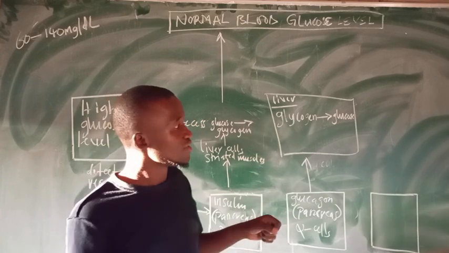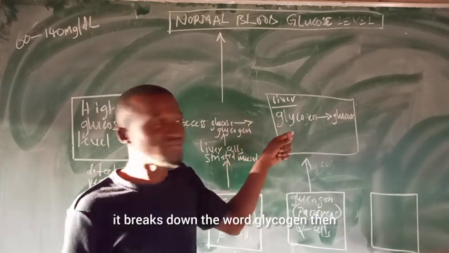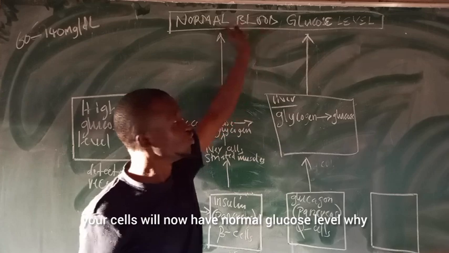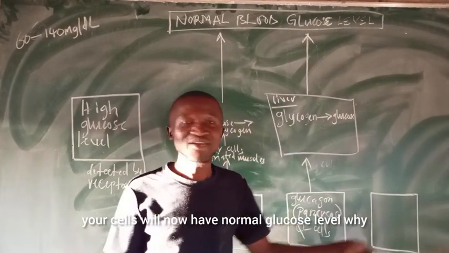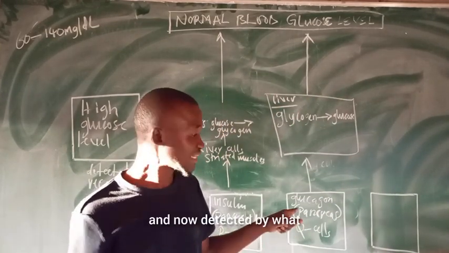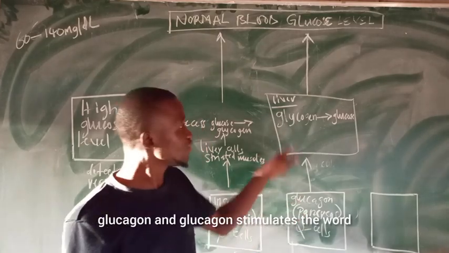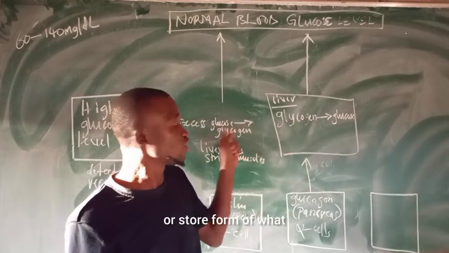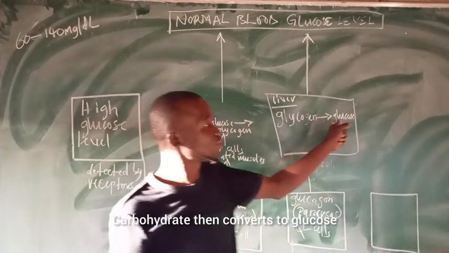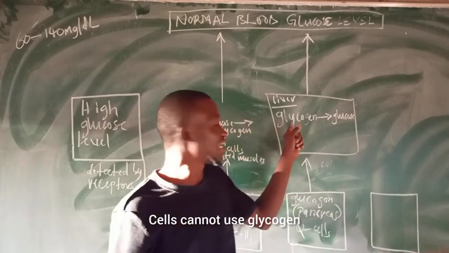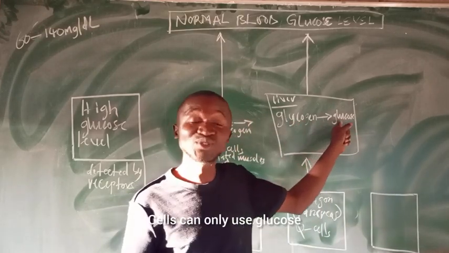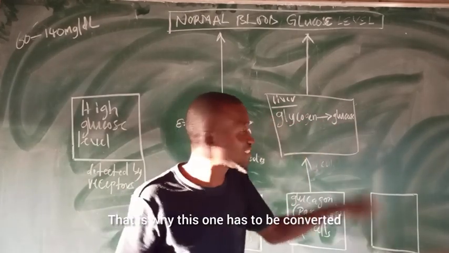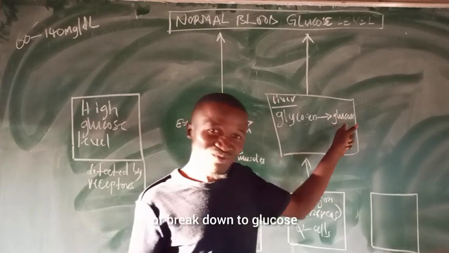So now, it breaks down the glycogen. Then, your cells will have a normal glucose level. Why? Because it was low and was detected by glucagon. And glucagon stimulates the breaking down of glycogen, which is the store form of carbohydrate, then converts it to glucose. Cells cannot use glycogen. Cells can only use glucose. That is why this one has to be converted or broken down to glucose.